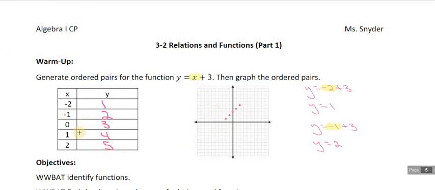So check out your results. When you plug in 0, you should have gotten a y value of 3. Plugging in 1 for x, you should have gotten a y value of 4, and 2 for x gives you a y value of 5. And here are those 5 ordered pairs that are plotted on the coordinate plane. Okay, so they do in fact make a nice straight line if we were to connect the points, but there's nothing at this point in time indicating that we should connect the points. So generate the ordered pairs, graph the ordered pairs.